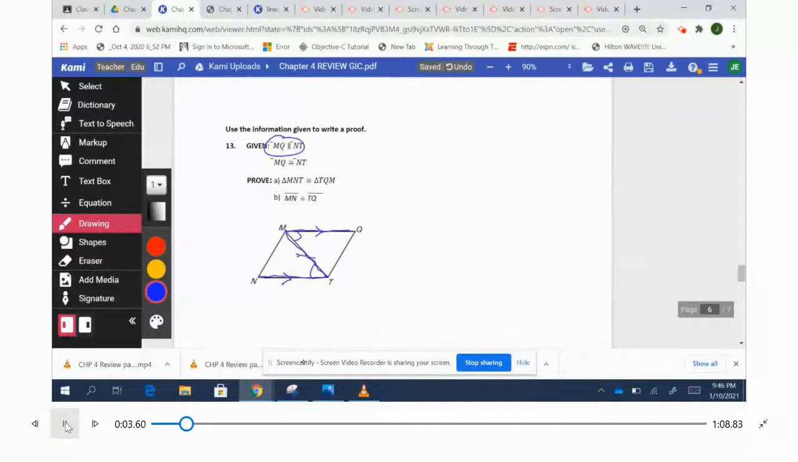We're going to use MT is in both triangles. So we're going to use that. And then they give us MQ congruent to MT. So because of this given, we're going to be able to put the slash there to get the other pair of sides. So it's going to be side angle side to get the triangles congruent.